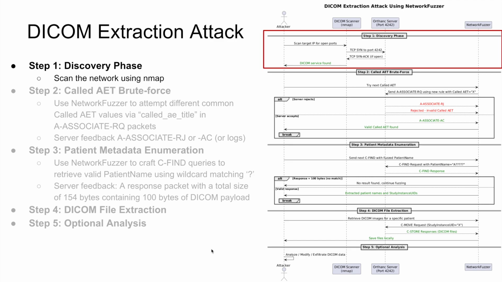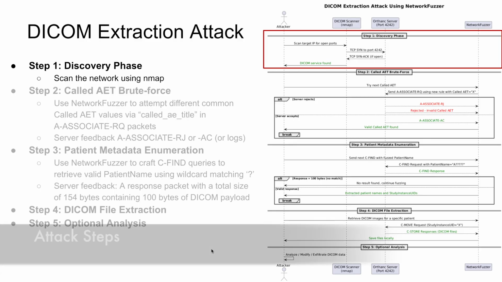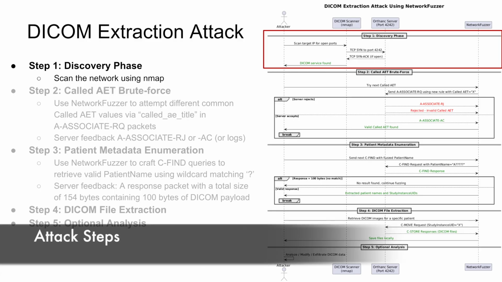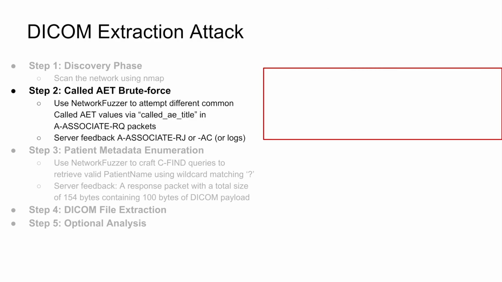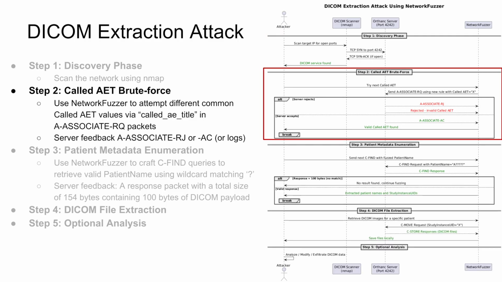The scenario consists of 5 main steps. The attack begins with Step 1, Discovery, where the attacker scans the network using tools like Nmap to identify active DICOM endpoints on port 4242. Once a server is found, the attacker proceeds to Step 2, called AET Brute Force.